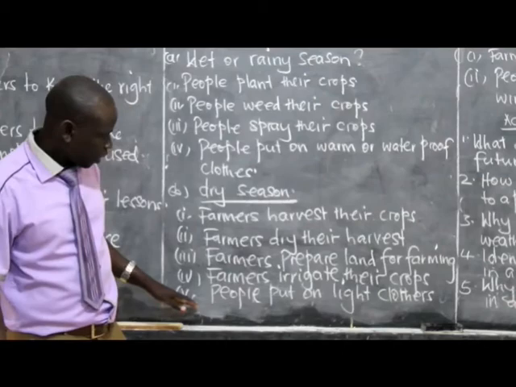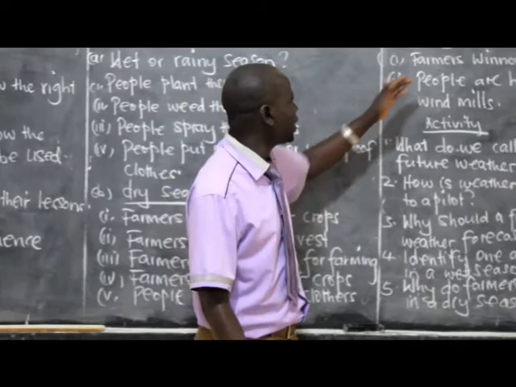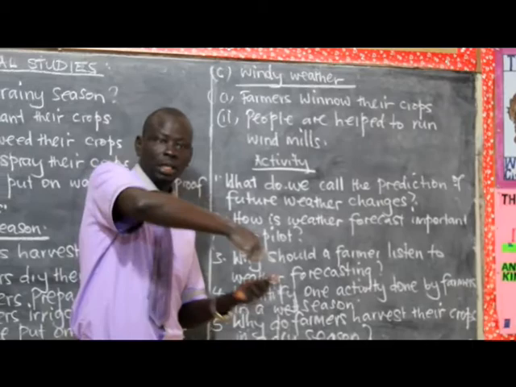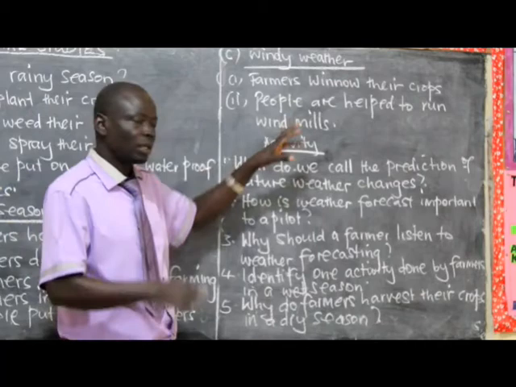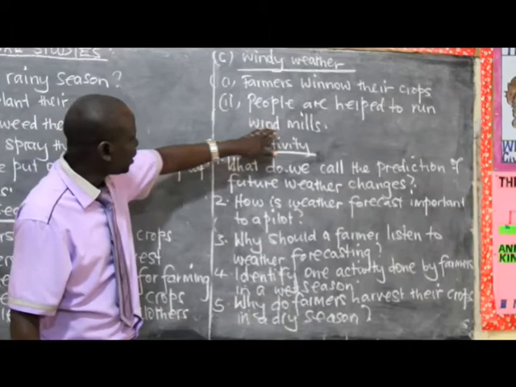Now let's look at during a windy time. That is the time farmers winnow their crops. At the same time, in areas that use windmills to generate electricity, this is the time wind will help them in generating electricity from wind.